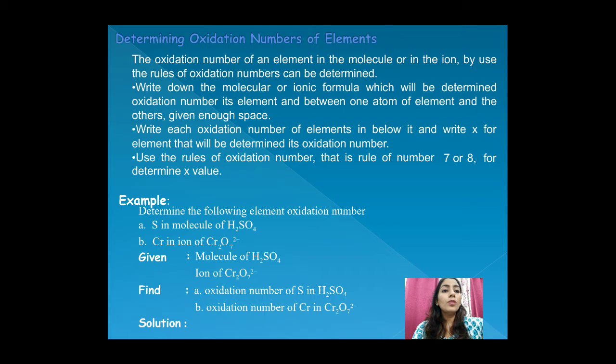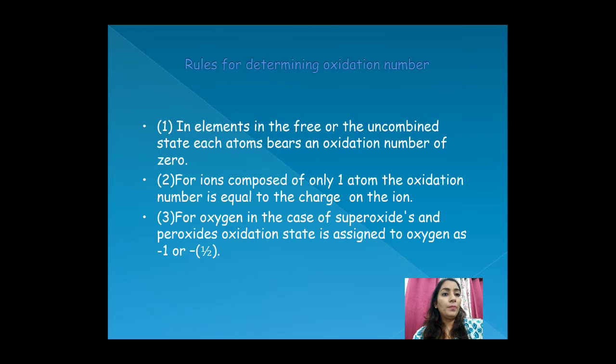Next, use the rules of oxidation number to determine the value of X. We have a limited number of rules, seven or eight, to determine the oxidation state. By following the rules step by step, we can find the oxidation state of any element in a compound. First, an example: sulfuric acid, where we find the oxidation state of sulfur. Second, the Cr2O7 ion. Then we find the oxidation state of bromine.